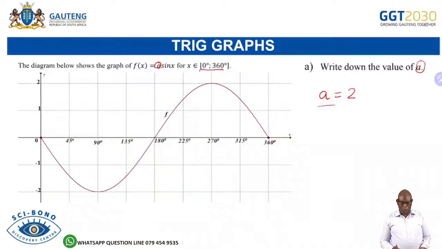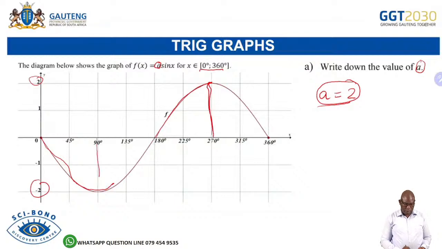So the A will be 2 because how high can the graph go? Up to 2. How low does the graph go? Up to -2. But the amplitude is not -2 because it's the distance of how high and how low. And those values must be the same. It's 2 units here. There's 2 units there. Remember, we cannot have a negative distance. So the A value will be 2, not -2. Okay.